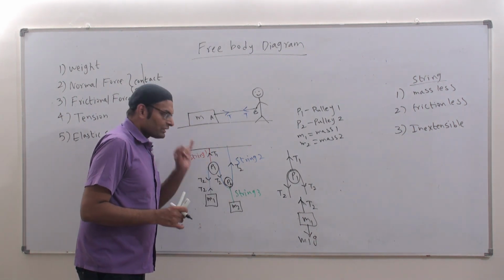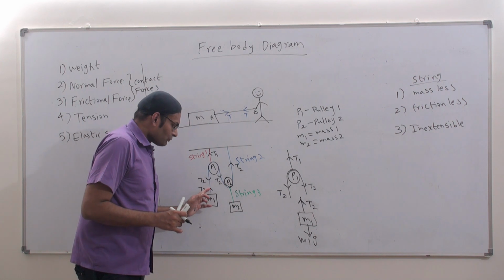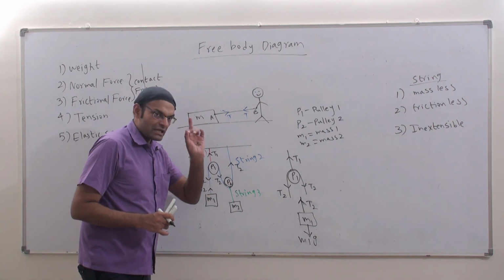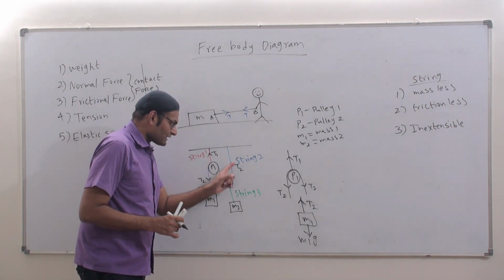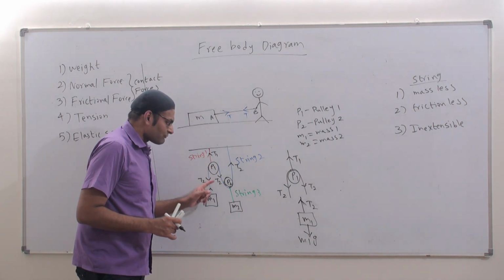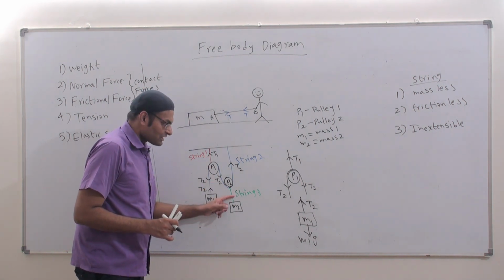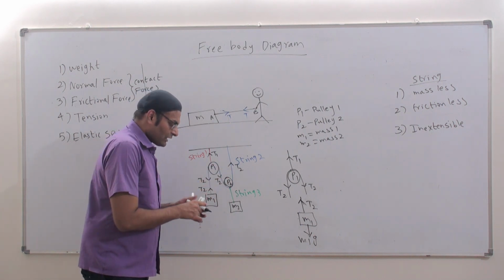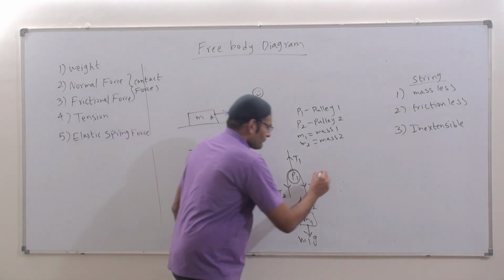I repeat, when the string is massless and frictionless, this is the blue string, and the blue string will have the same tension. So I am writing the same value T2, T2, and here I am writing T1. Why? Because the red string is different from the blue string, and the green string is different from the blue string. Okay. Now let's draw the free body diagram of P2.